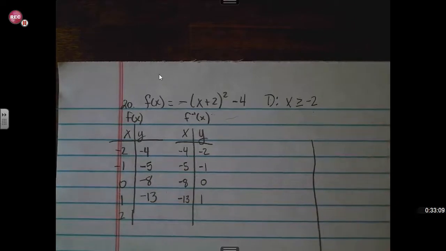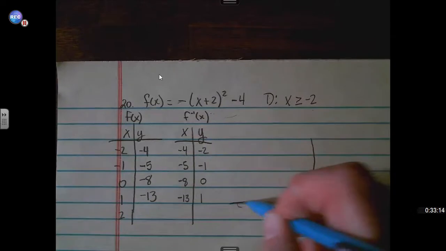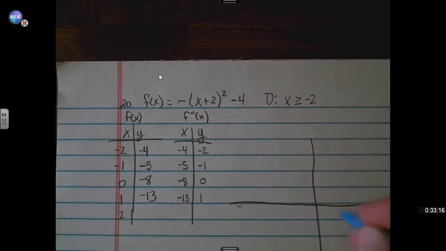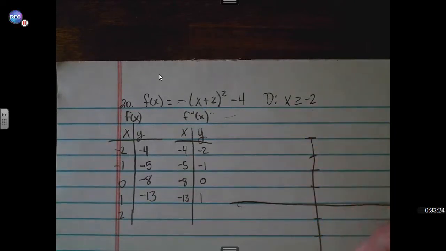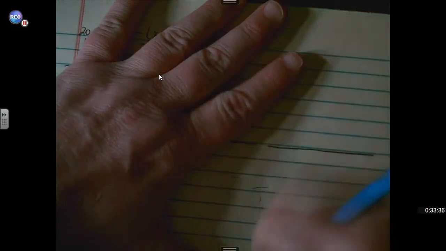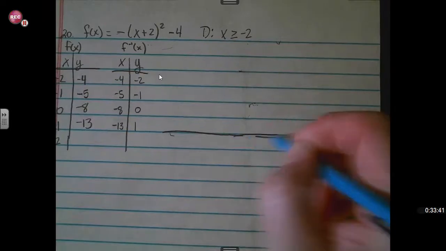So I make my graph. I make my y-axis a little bit smaller up top there. And then 1, 2, 3, 4, 5, 6, 7. Oh boy. That's not going to work. Let me try that again. And it would be better if I was on graph paper. Maybe I should wait and do this.